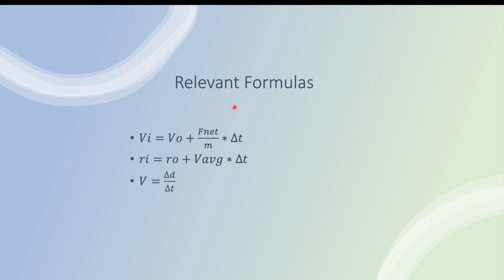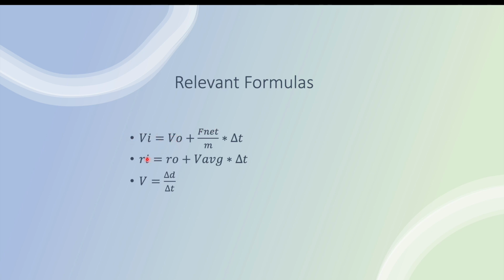So here are a few relevant formulas. We can see that the final velocity is equal to the original velocity plus the net force over mass times the change in time. Because the net force will be equal to 0, we can see that the final velocity is equal to the original velocity.